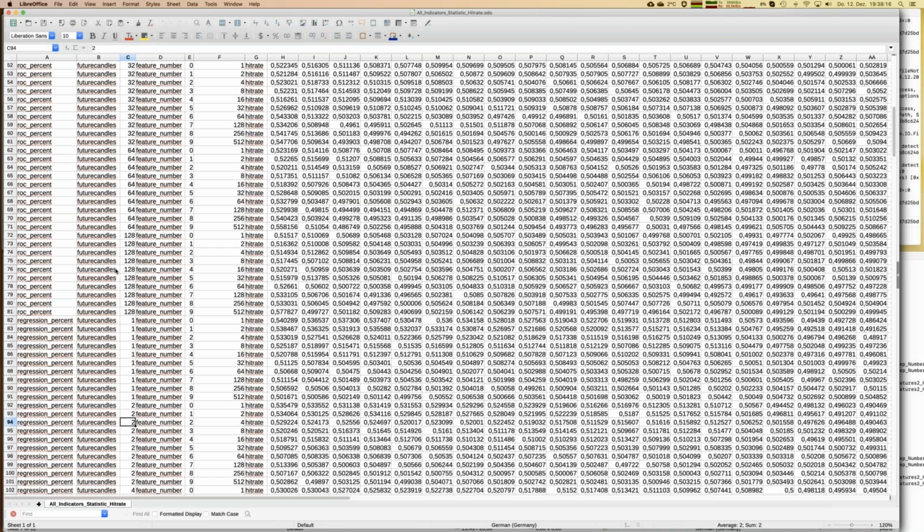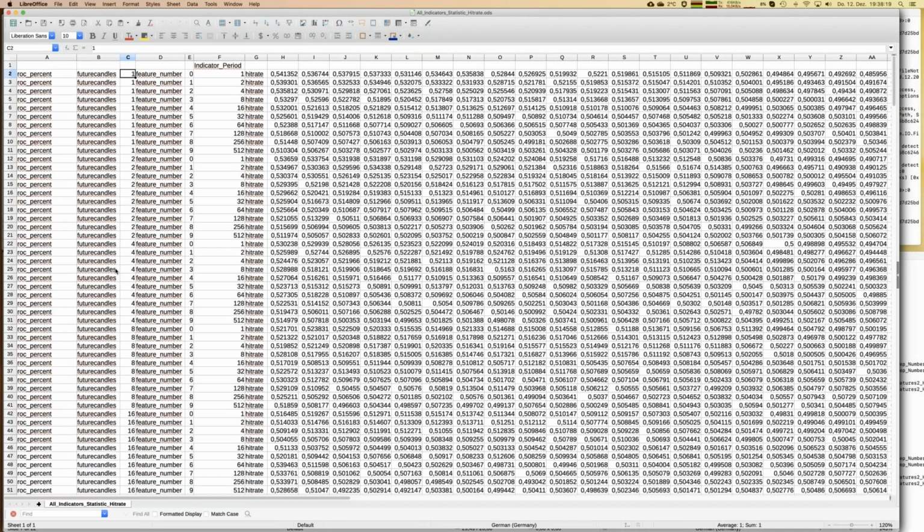So we have a history, and then we ask what gain we have in a certain future. Then we have a feature number. You may better think about the indicator period. Therefore, I wrote it down here. The different indicator periods I have been investigating have been 1, 2, 4, and so on and so forth. So think about rate of change. That means here we used the rate of change 1, meaning just 1 candle, 1 hour back, and looking for that percentage change.